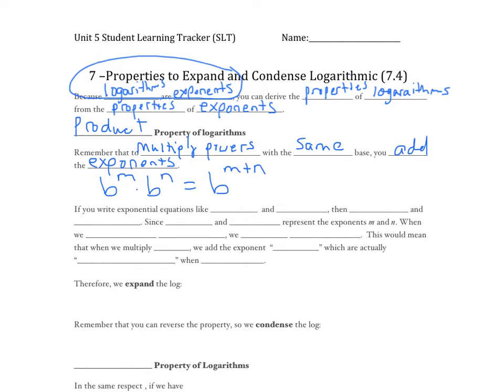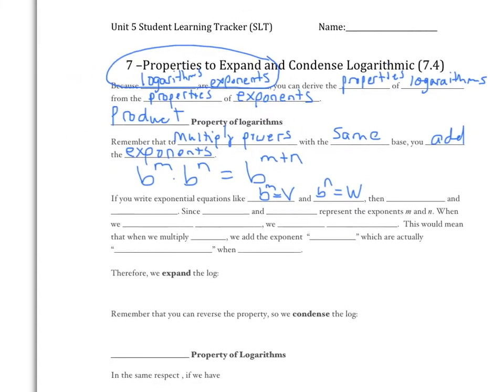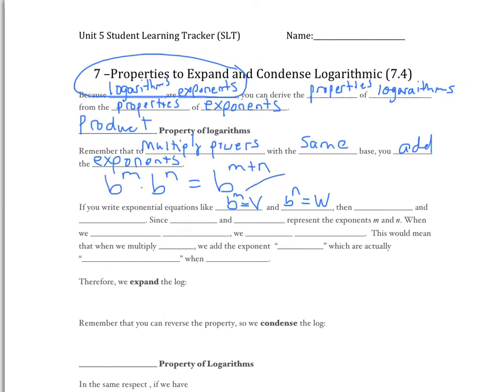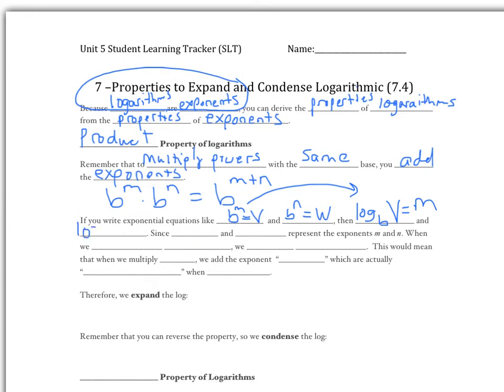If you write the equations like b to the m equals v, so if I take b to the m, I get a value v, and if I take b to the n and get a value w, then using the log, we can take this and write it as log base b of v equals m, because we said logs equal exponents. And we have log base b of w equals n, based on this.